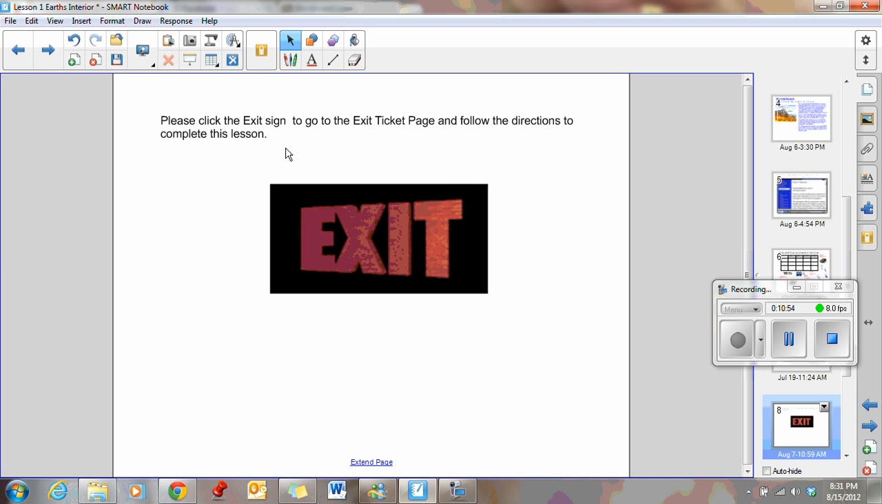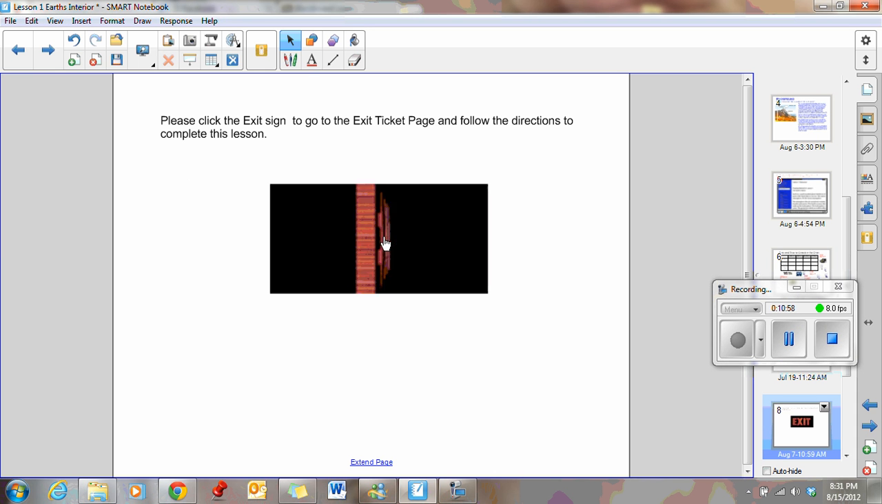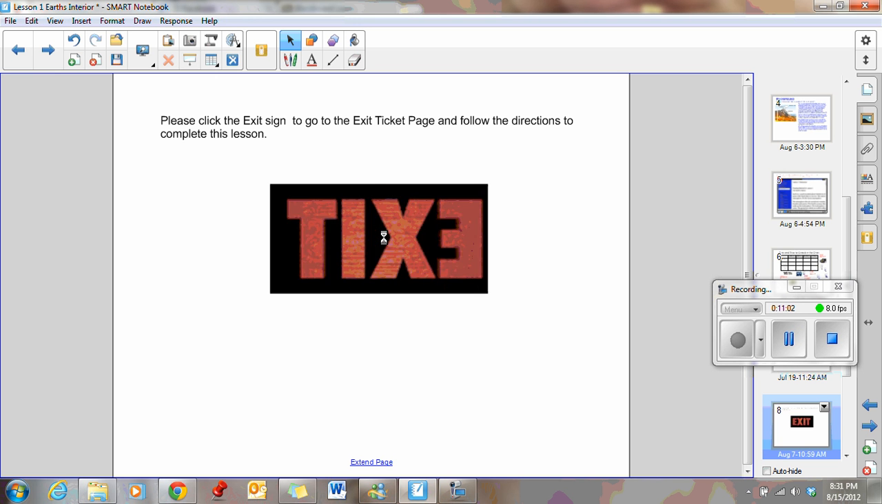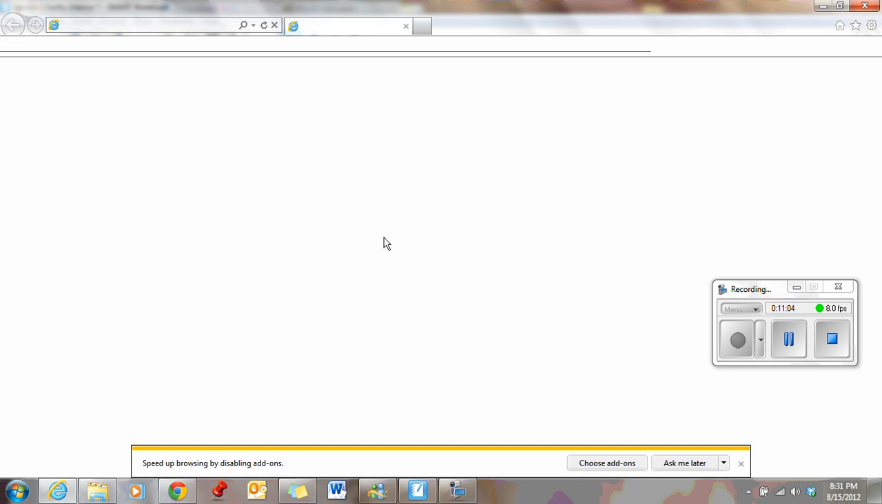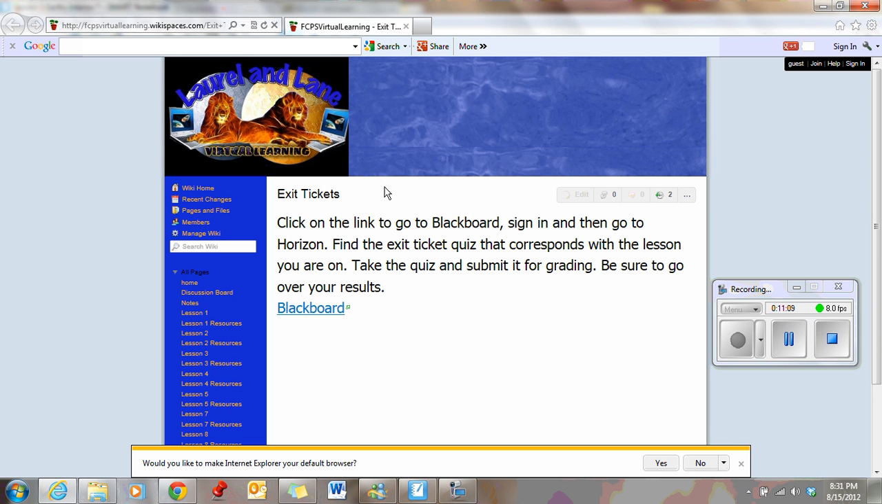Please click on the exit sign to go to the exit ticket page and follow the directions to complete this lesson. So see what happens when we click on the exit ticket? It's going to open up the web browser, well, it's going to take us to the wiki, but then you're going to click on Blackboard because that's where you would go to get into Horizon in order to take your exit ticket quiz. All right.